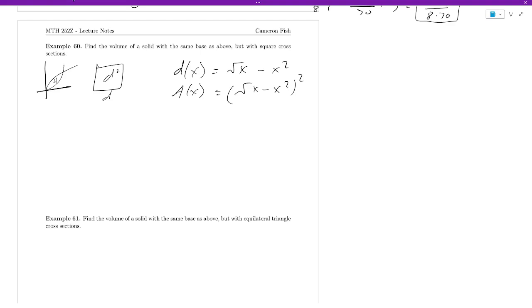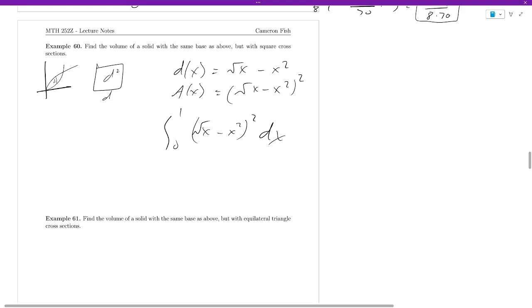And to get the volume, we already figured out it's 0 to 1. That's the same thing. Just instead of having the pi r squared over 2 thing, we're going to have the area of the square right here. And that's an integral that you can do. If you multiply this out, it's the same thing we got before, and then you'll plug some numbers in. So I just want to show you how the setup changes just a little bit if you have square cross sections. Cool.